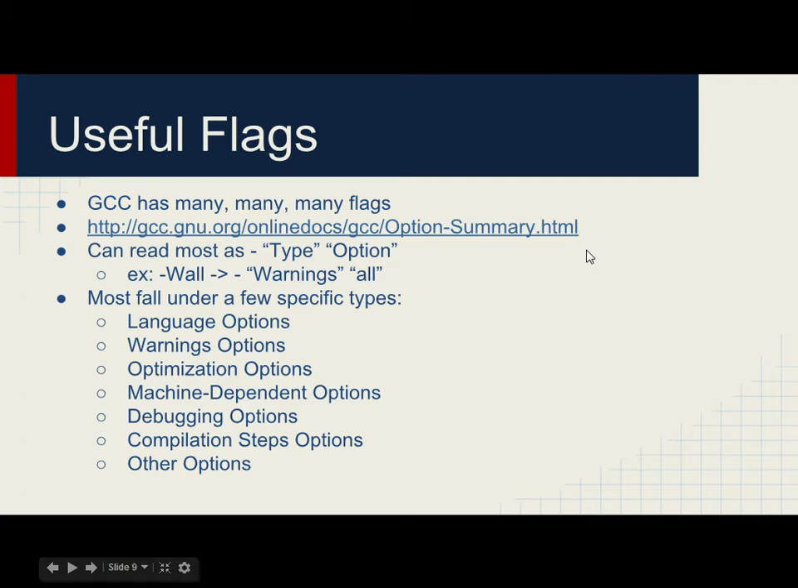You have general language options. You have warnings options, optimization options, machine-dependent options. So if you're compiling for x86 versus ARM, like your phone, versus MSP430, if you've done embedded, these are options that are specific to each of these different platforms. We have debugging options. We have compilation steps options, and these are the ones I just went over. And then there are also other options, because there are so many that can't all possibly fit under these types.